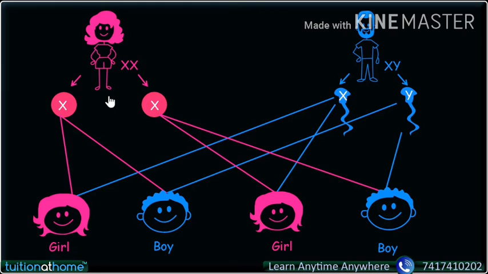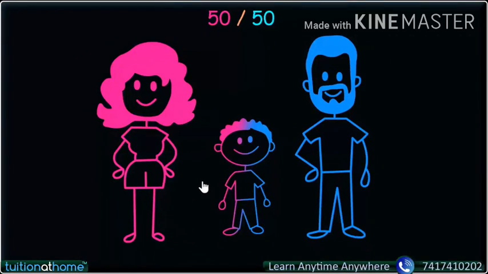Got it? Now, do you know, children, in many ignorant families, the mother is always blamed for giving birth to a baby girl. She is held responsible for it and harassed, which is unfair. Actually, the gender of a baby is contributed by both, 50% by the female and 50% by the male.